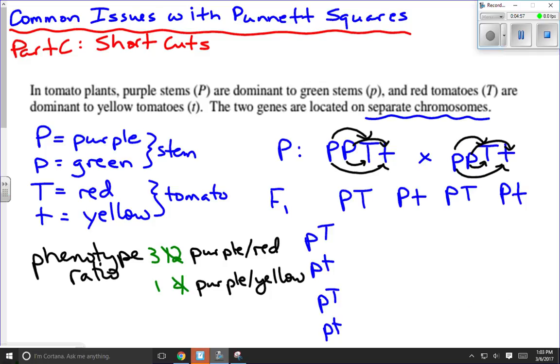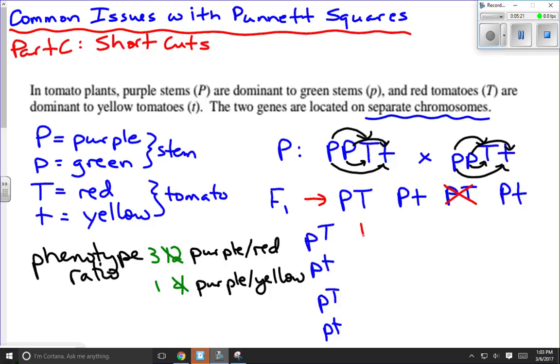Now, the shortcut I'm going to use is called eliminating redundant gametes. A redundant gamete means a gamete that has been listed once already in our Punnett square. For example, if we look at this parent right here, we have a big P and a big T, and then I see the same gamete again. I'm going to eliminate that. I'm just going to cross it off. I've already got it once. I don't need it twice.